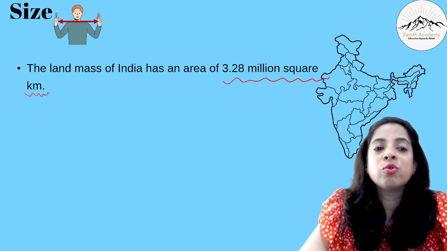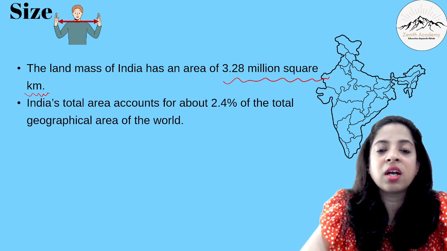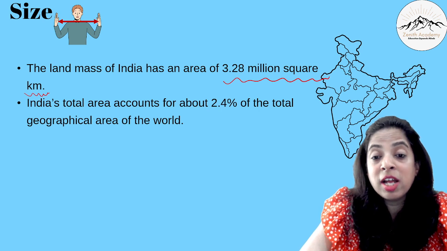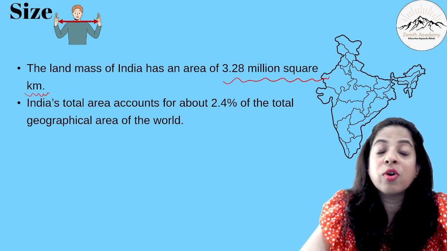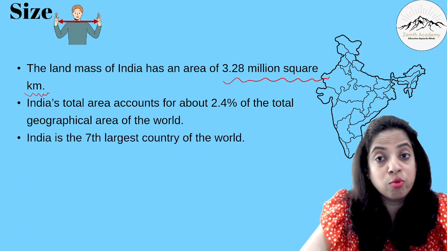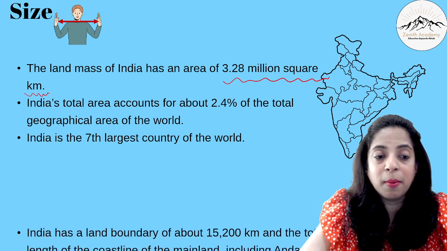Students, they usually come in your MCQs and things like that. India's total area accounts for 2.4% of the total geographical area of the world. You can imagine India is such a big landmass. Total area accounts for 2.4% of the total geographical area of the world, which is huge. India is the 7th largest country in the world.